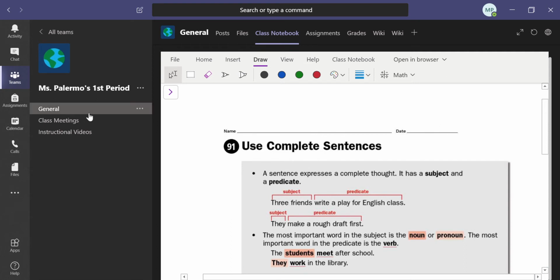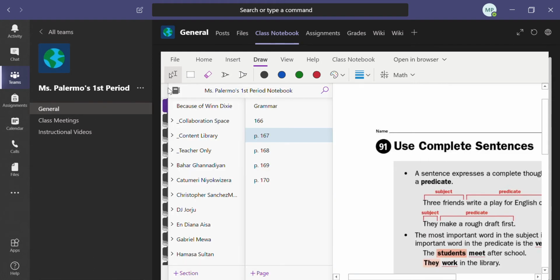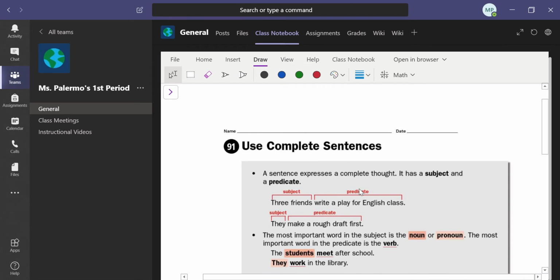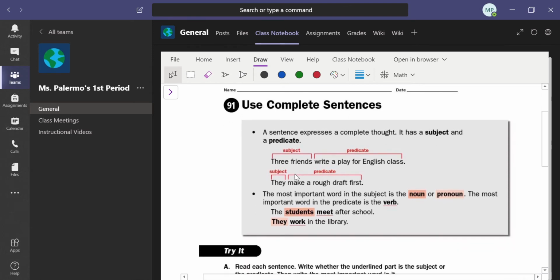So I'm in our Teams. I have gone to my, or really Lijan's folder, and then I clicked on page 167. All right, so lesson 91, using complete sentences.